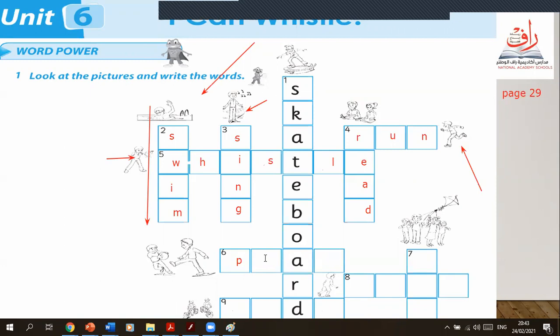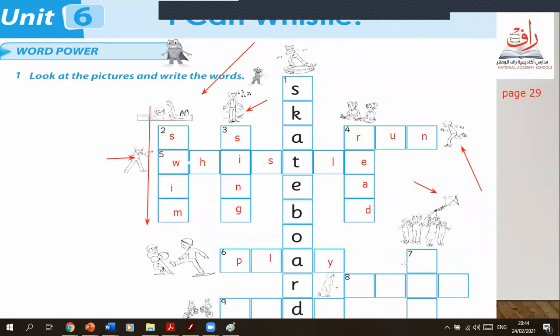We can't write in the same box. Play, excellent, play, well done. Let's go to number seven. We can see the children are the friends. What are they doing? They have got a kite.